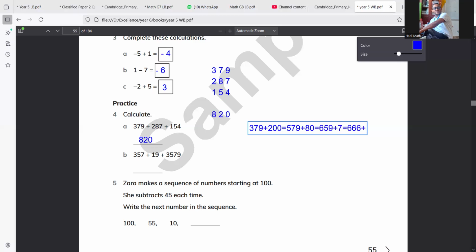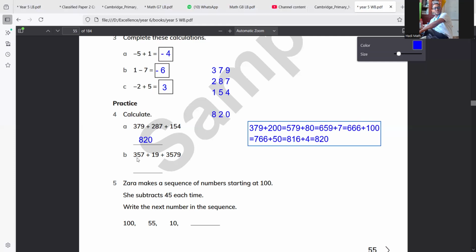Then you add the 100, it is going to be equal to 766. Then you add the 50. Okay, you say this is equal to 810. Sorry, and 16. Then you add the 4. This is equal to 820.